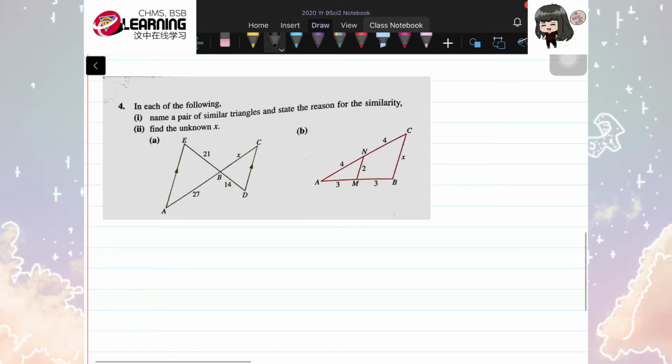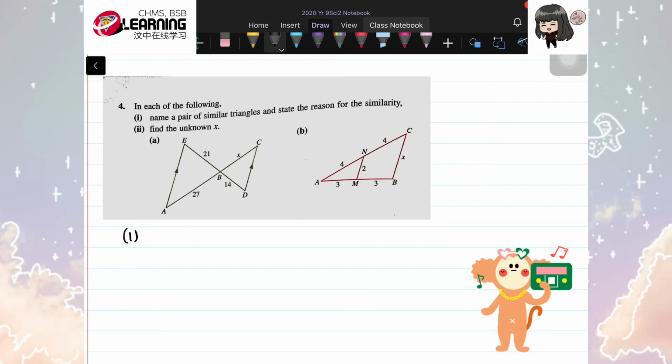So in each of the following, name a pair of triangles, similar triangles, and state the reason for the similarity. Okay, so now we have to mention which triangle is similar and we need to write down the reason. As I say similarity, you need to mention either one, SSS, AAA, or SAS as the reason. Okay, either one. So part 1, for A, part 1, name a pair of similar triangles.